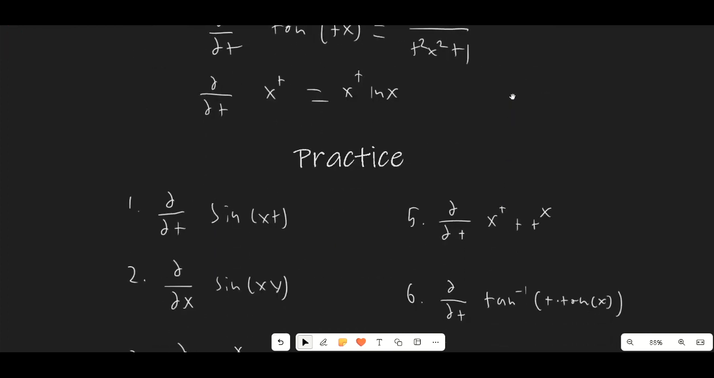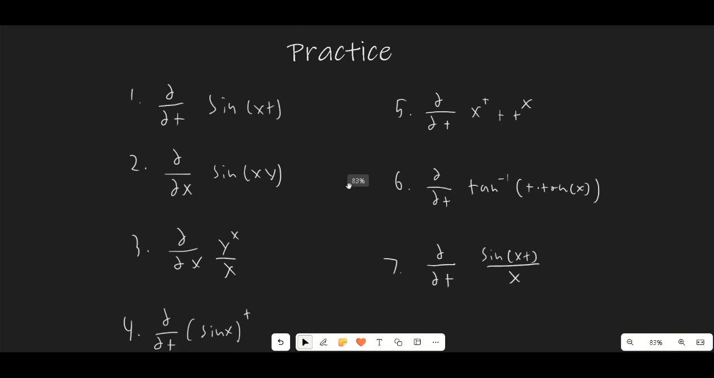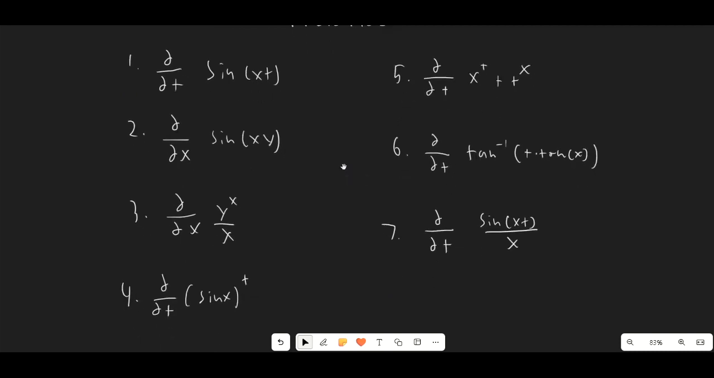So here are a few quick practice problems for those of you not super familiar with this. Go ahead and try those if you like, or if not, you can go ahead and move on to the next section. Notice that I changed the variable names here. It's important to be able to take the partial derivative regardless of what the variable is. So just take the derivative with respect to the variable shown and treat every other variable as a constant.